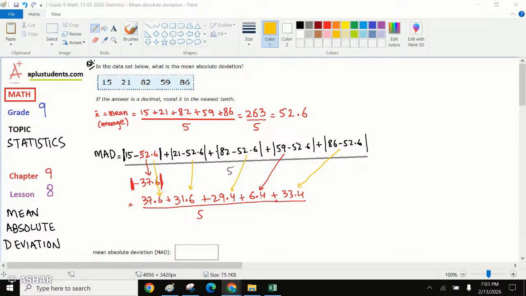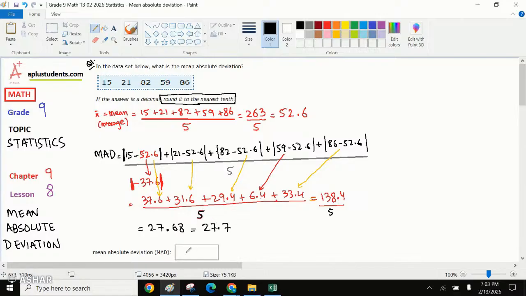It comes out to be 138.4. The denominator was 5. We divided by 5. When divided by 5, it comes out to be 27.68. We have to give our answer rounded off to the nearest tenth. That means 27.7 is the answer for the mean absolute deviation.